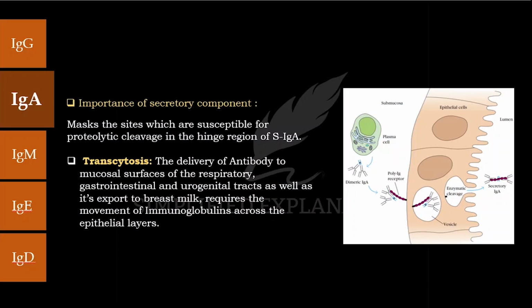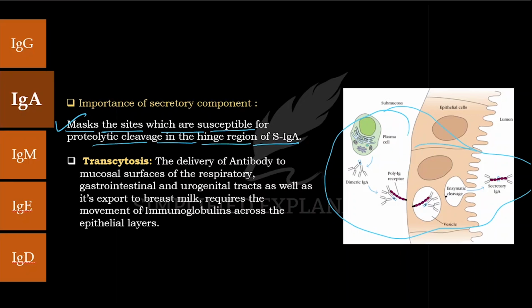So what is the importance of the secretory component? Another importance is that it masks the sites in the hinge region of the secretory IgA which are susceptible to proteolytic cleavage. So what is that process called? The whole process that we have seen here, the transport of these antibodies across the epithelial layers into the lumen, is called transcytosis.